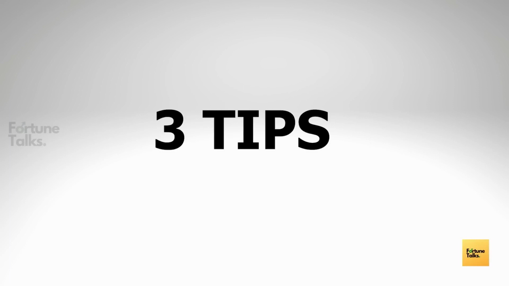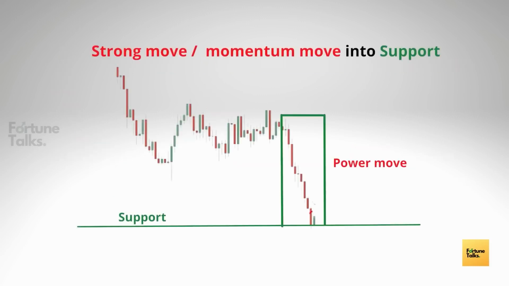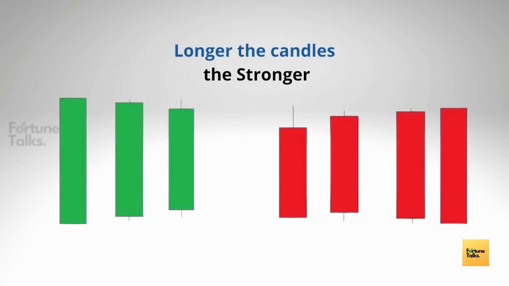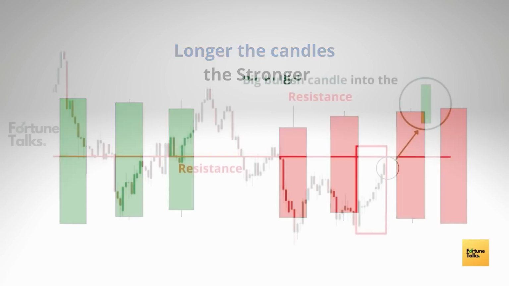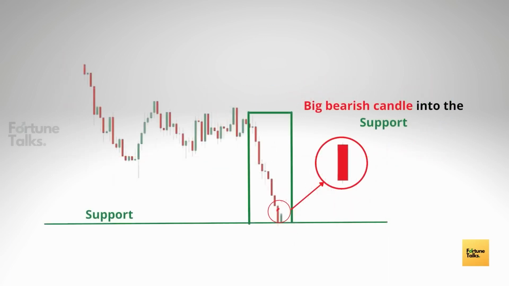In order to trade reversals, I want to share with you a few tips to bear in mind. The first and foremost thing is that you want to see a power move or a momentum move or a strong move into the market structure. What this means is that if you have drawn an area of support or resistance, you want to see a strong move into the level. By strong move, I mean big or large bodied candles, which in turn means that for an area of resistance, you want to see a strong bullish candle coming into the area of resistance. And in case of a support level, you want to see a strong bearish candle coming into the support. This is what I mean by a power move or a momentum move.